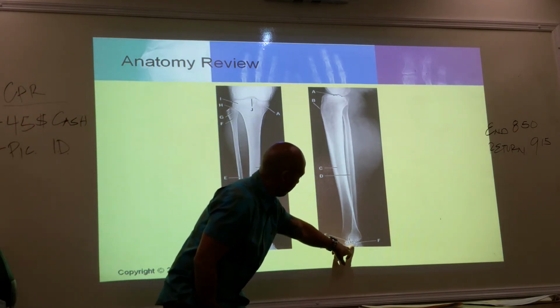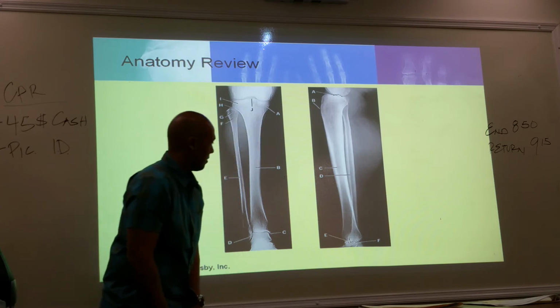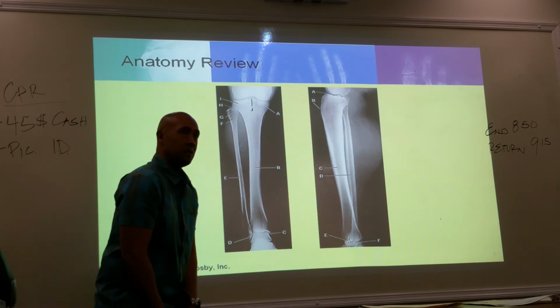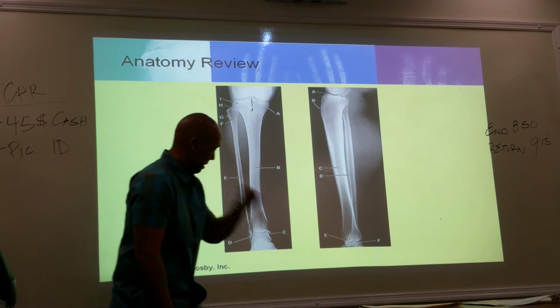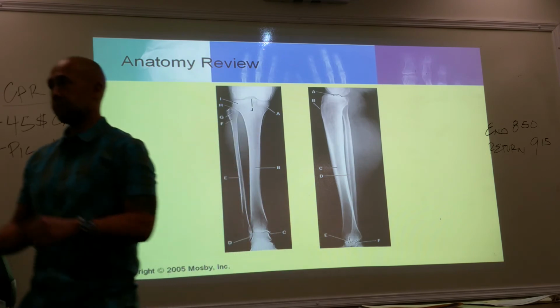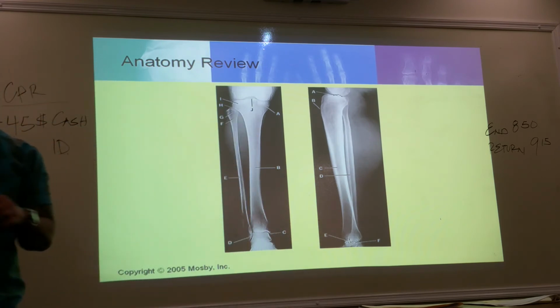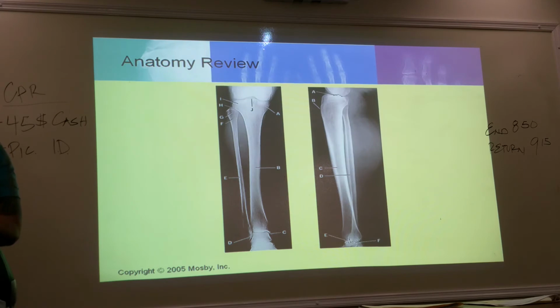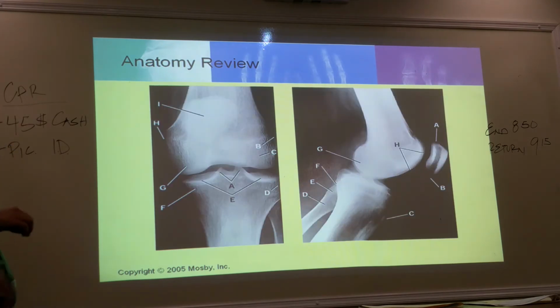And then F, which is lower. Lateral or fibular malleolus, and then E. Is that the joint? It's referring to the other malleolus, I think. It's the tibial. Okay. All right.